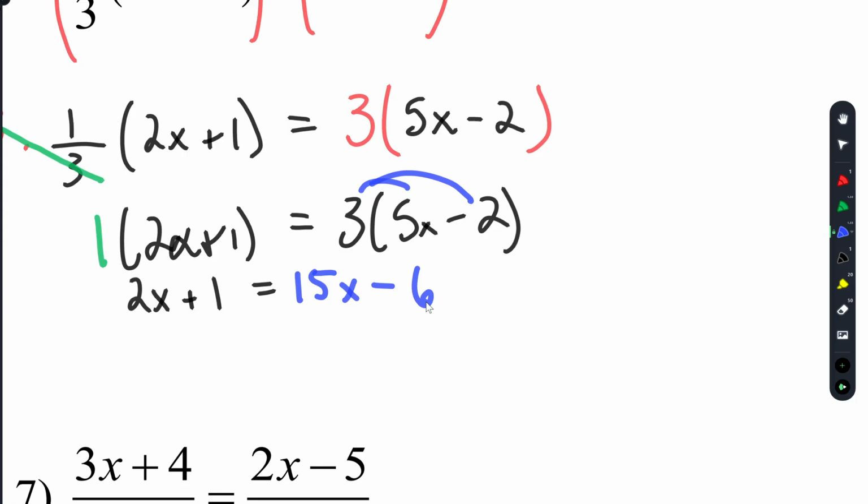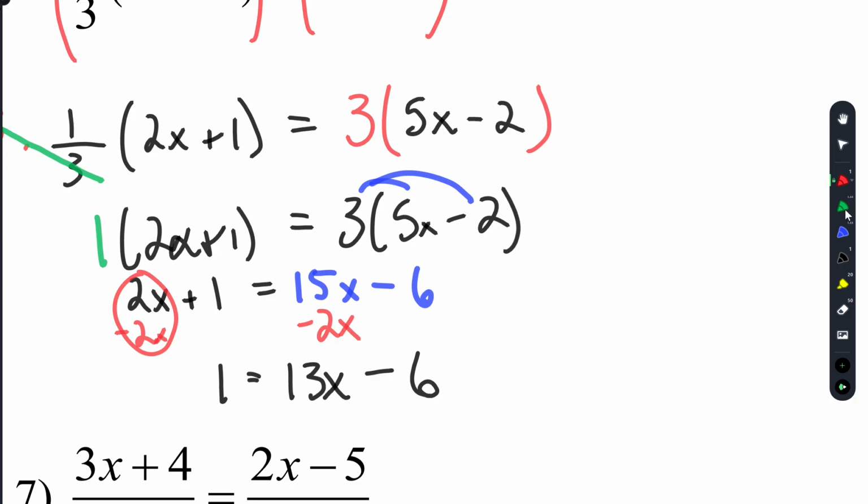Okay. All right. So now we're going to scooch stuff around. If you're in my zone here, I move x's to where the bigger ones are. So I'm going to scooch the 2x over first. So that's gone on that side. So I get 1 equals 13x minus 6. So that's kind of a gross number, but whatever, it's fine.